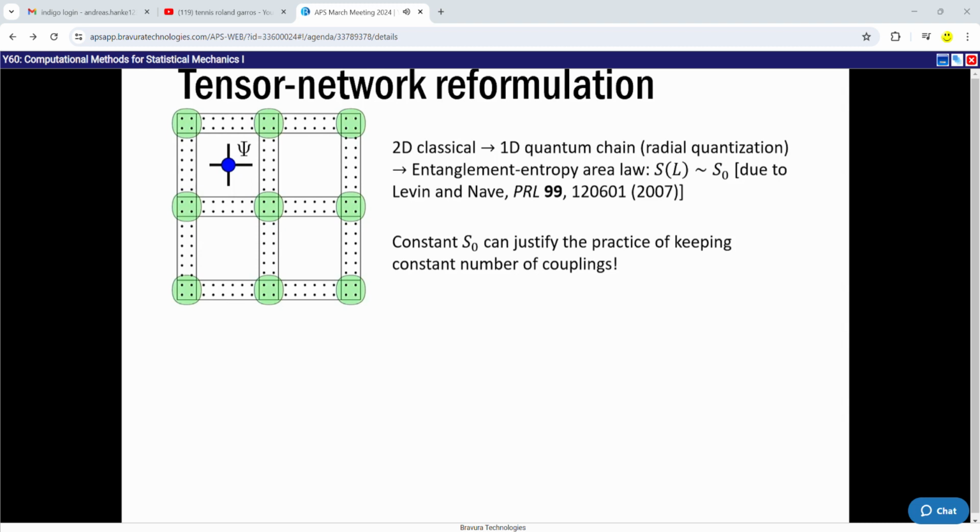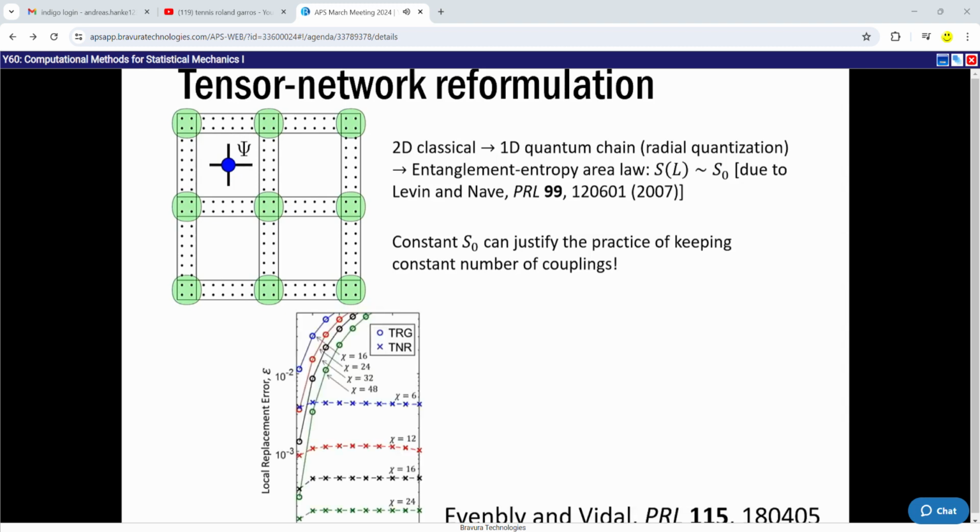And this area law tells us in 2D or 1+1D, as the system size becomes large, the entropy tends to saturate. And this constant entropy can give us a justification of the common numerical practice of only keeping a constant number of couplings when you do the RG transformation.